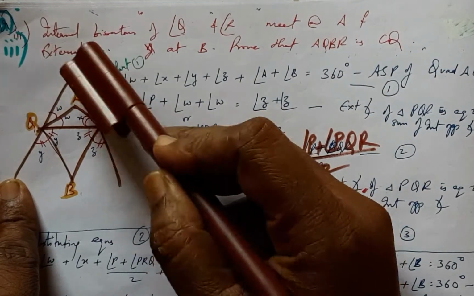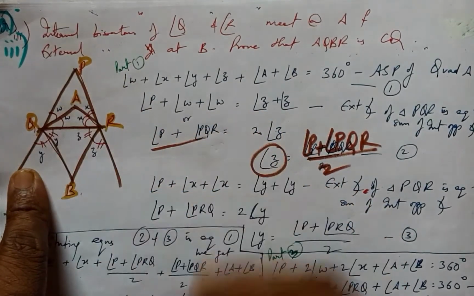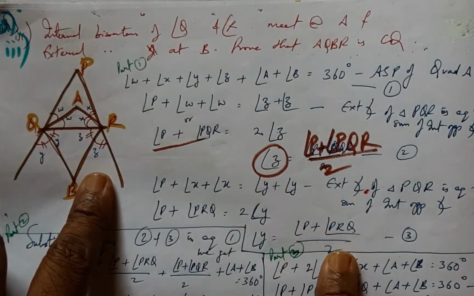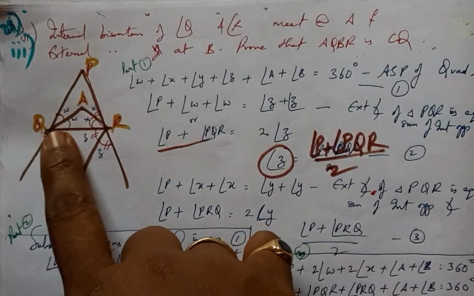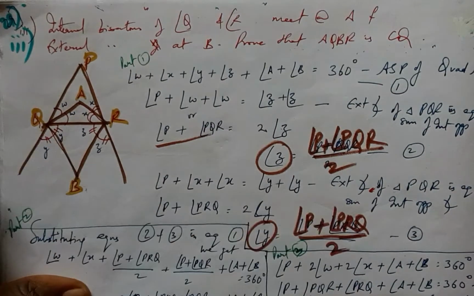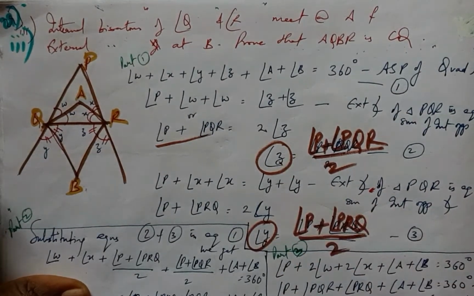Now these two angles, angle P plus 2X, will give 2Y, and Y will be nothing but (P plus PRQ) by 2. This is the part of the triangle with this external angle. So we have consolidated Z and Y to these two states.